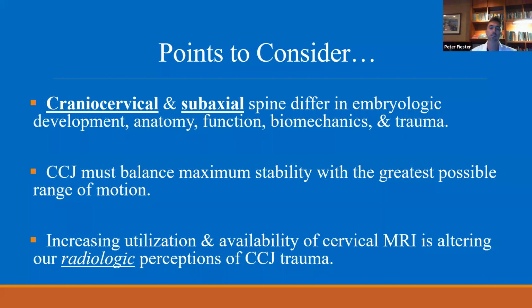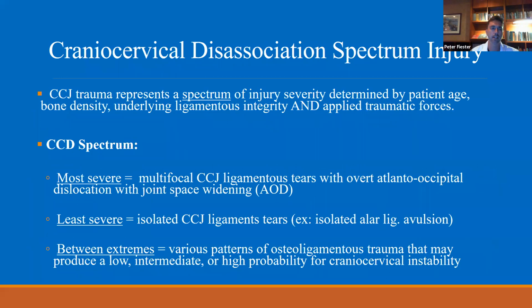It's interesting that during my training, and I've been out of residency for 5 years, we've noticed this increasing utilization and availability of cervical MRI for trauma patients. And that's starting to change our radiologic perceptions of craniocervical junction trauma. What I mean by that is that I think about craniocervical junction trauma as a spectrum of injury severity. That's determined by the age of the patient, their bone density, their underlying ligamentous integrity, and then the increasing hyperflexion, hyperextension, traumatic forces applied.